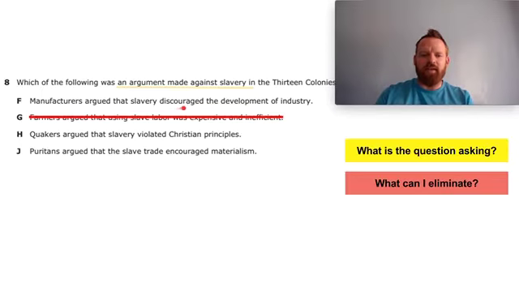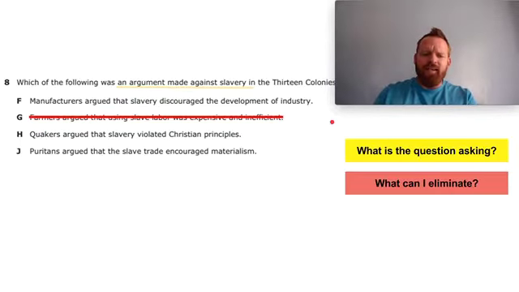Manufacturers argued that slavery discouraged the development of industry. Farmers argued that using slave labor was expensive and ineffective. Quakers argued that slavery violated Christian principles. And Puritans argued that the slave trade encouraged materialism.